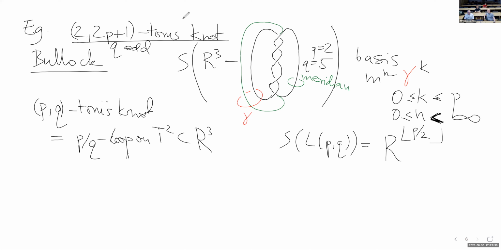So loops in a torus are classified by their slope, which must be rational. And if you take a 2,5 loop on a torus, well, that's why I use this green. But you can draw this knot as a 2,5 loop on the torus in R3.